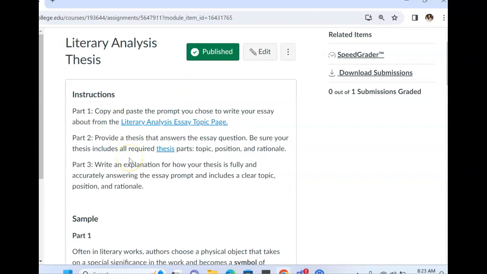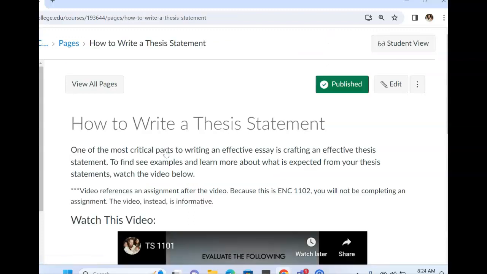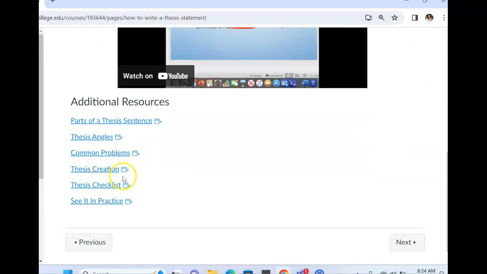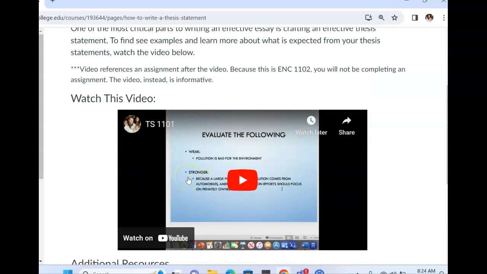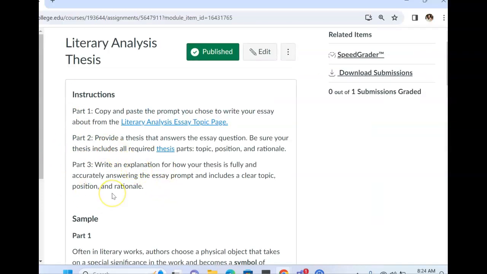Part 2, you'll provide a thesis that answers the essay question. Be sure your thesis includes all required thesis parts: a topic, a position, and a rationale. If you haven't worked on a thesis or a paper like this before, or just need a little bit of a refresh on thesis statements, I encourage you to click on this link. It will take you to a video and some links about the parts of a thesis statement, thesis angles, common problems, thesis creation. I have a video where I walk you through how I grade thesis statements. And while I'm not looking at them through the literary analysis angle, the information there is still valuable and works generally. Then you're going to write an explanation for how your thesis is fully and accurately answering the essay prompt and includes a clear topic, position, and rationale.